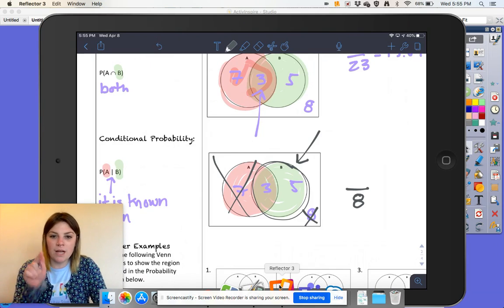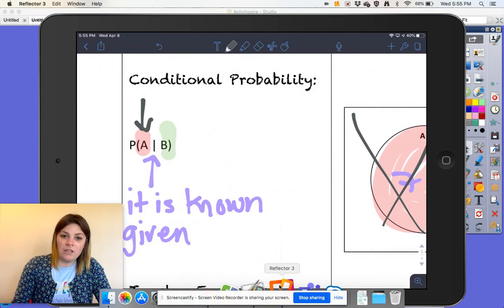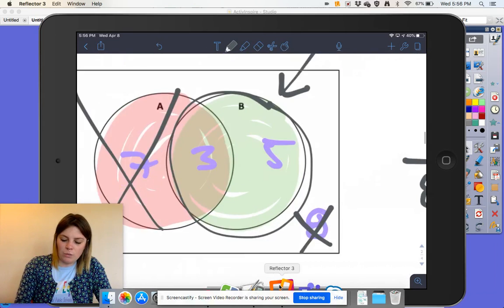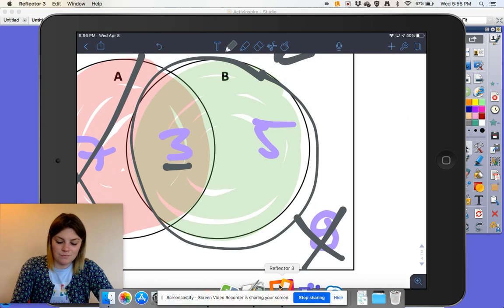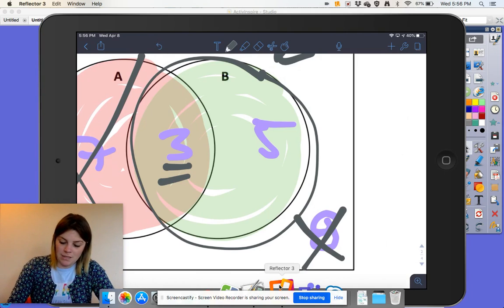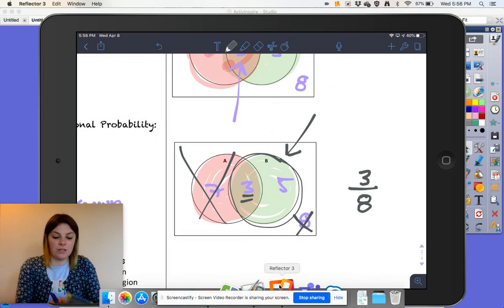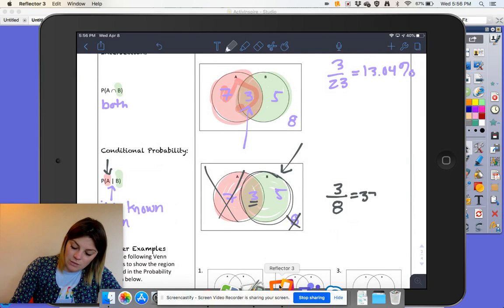Okay, so now looking at the first part of our question, it says, well, if B is all we know, then what's the probability that it's A? Well, inside of our world that is now much smaller, the only thing that's in A is this 3. And so we're going to do 3 out of 8. All right, let's turn it into a percent. 3 divided by 8 is 0.375. I should have known that. So that is 37.5%.